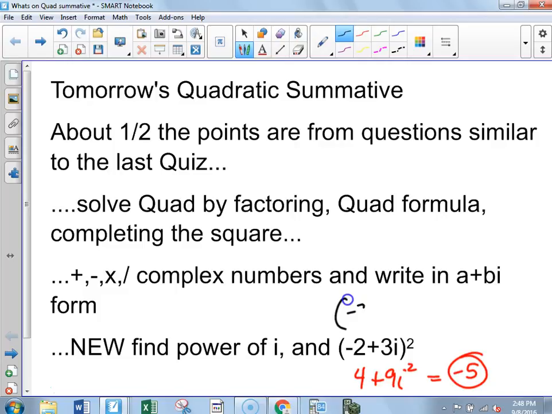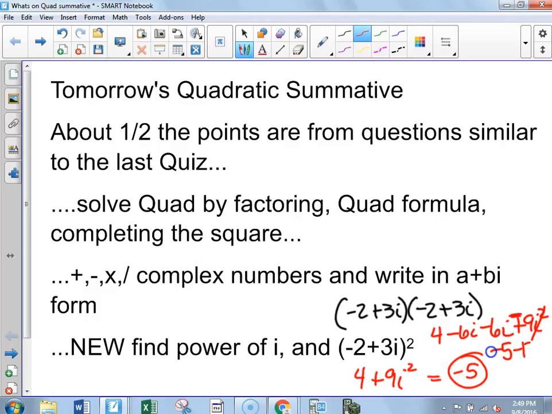Yeah, you got to distribute, right? You can't just square the first one and the last one. So we would get 4 minus 6i plus 9i squared. And we do remember that i squared is negative 1. So that becomes a minus 9. So we get negative 5 minus 12i. Everybody okay? Okay. So this was wrong. Don't write that down like that's how Hofbauer did it.